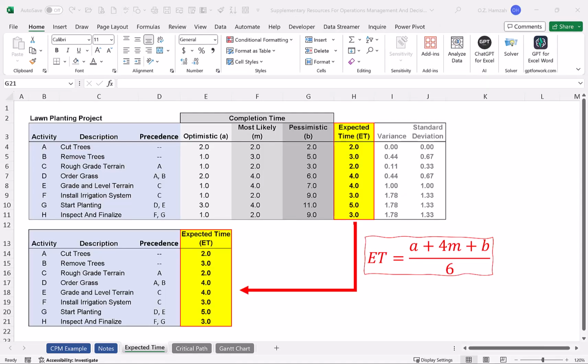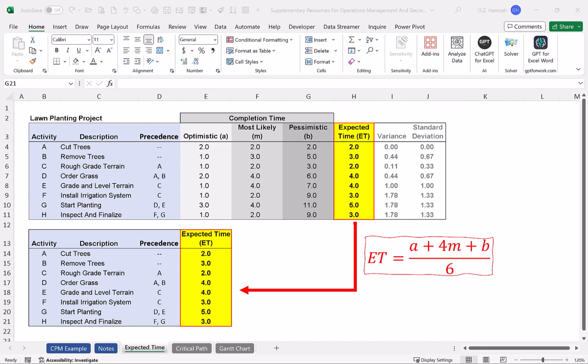In this example, we will look at a lawn planting project. It could be for a commercial site or residential site. The blue area highlights what we call a precedence table. It identifies the various activities that we need to undertake to complete a successful lawn planting project, and we label each activity by a letter. We also note the precedence or the dependence of one activity on another.